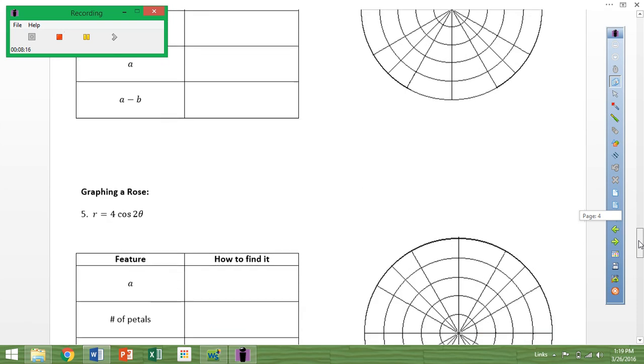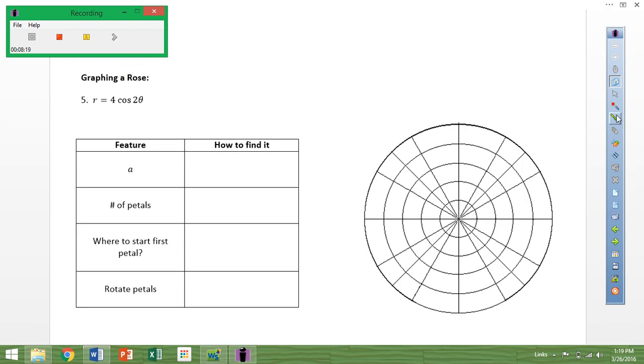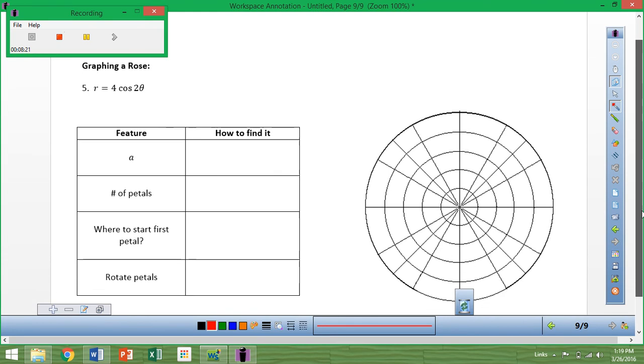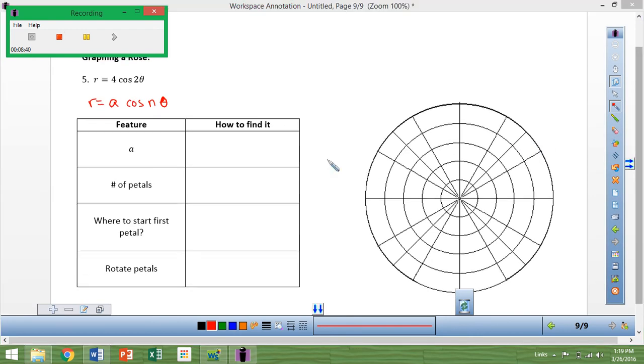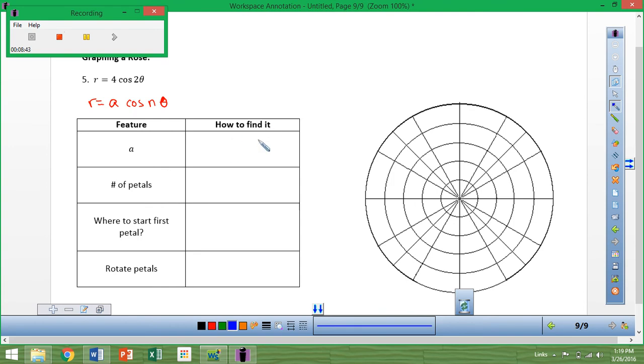Okay, next up we have a rose, and how do we graph a rose? Again, just need to find some information here. First of all, the A is the number out front here, and that number with the angle is n. So we have r equals a cosine n theta. A is going to determine the length of the petals. So in this one I know that they have length 4.